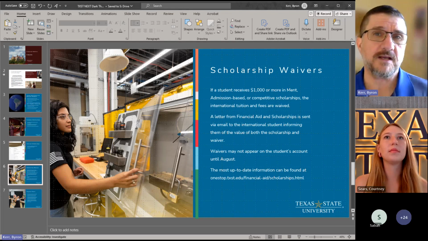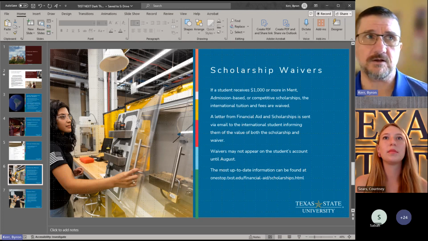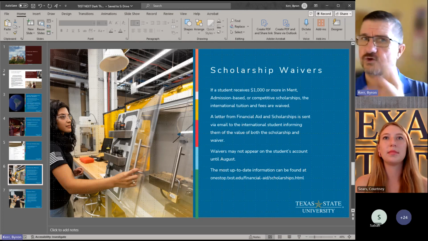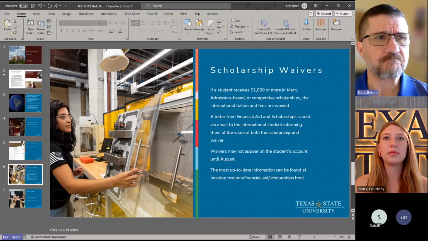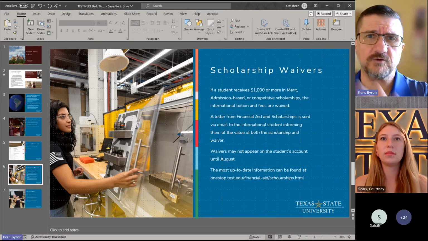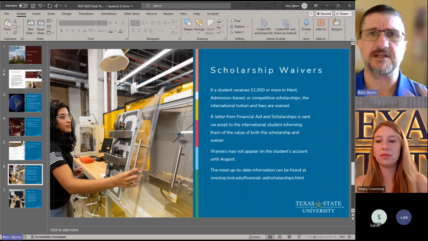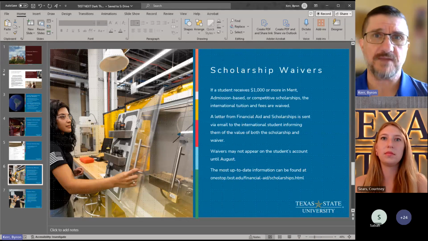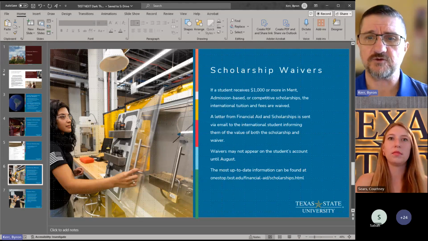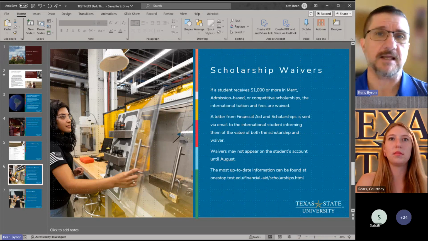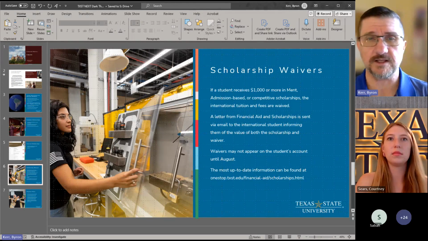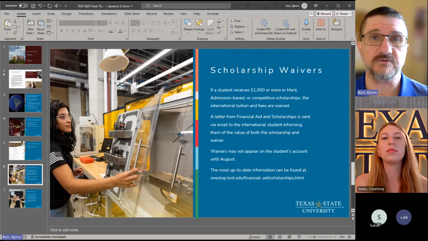Those waivers also may not appear on your bill straight away. You won't even get a bill until, I think, August 1st. Waivers aren't going to reflect until billing starts to happen, which is why the letter we send you is important, so that you know what's going on. Again, the most up-to-date information regarding any of this can be found at the One Stop.